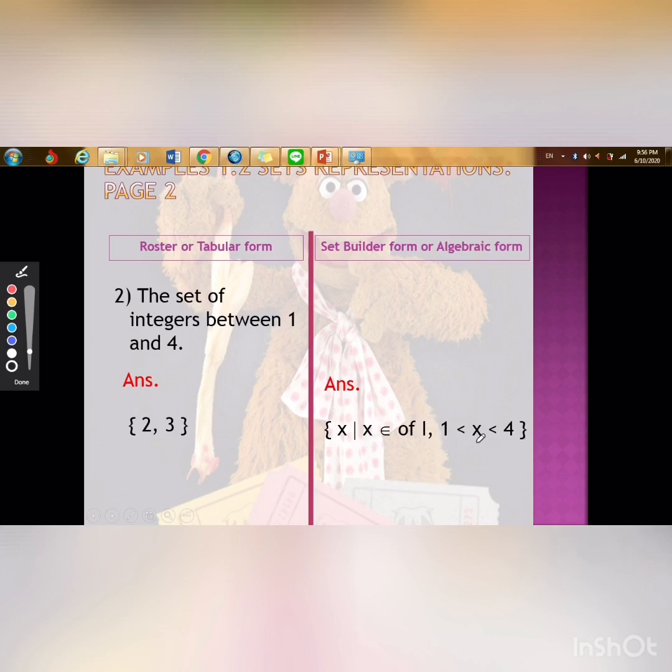So we can have x greater than 1 and x is less than 4. So the answer is 2 over 3.